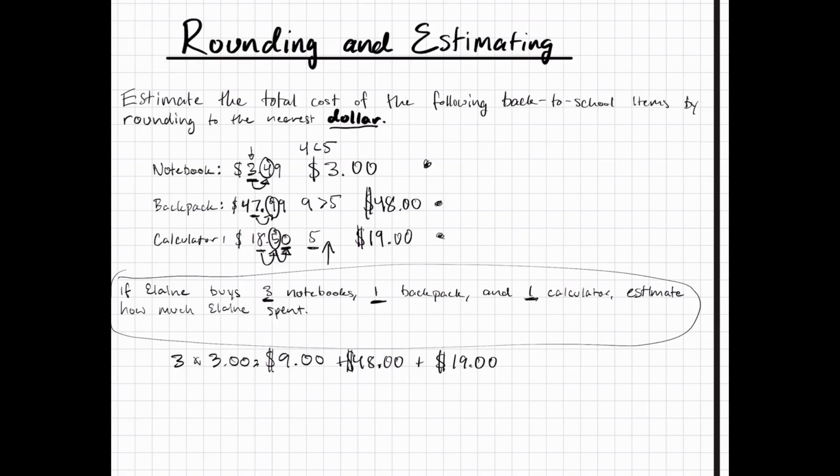So we're going to add all these up. We get 9 plus 48, that's 59. 59 plus 19 gives us 78. So we're going to get a total of $78 spent, and that's an estimation. The real value is different because the notebook doesn't cost $3, it costs $3.49. The backpack doesn't cost $48, it costs $47.99. Right, so we're a little bit off, but if somebody asks you how much did you spend on school supplies this year, they're not going to be looking for the closest exact value. What they're really looking for is about how much did you spend, right? Well, I spent about $78, okay? Or Elaine spent about $78. Okay, so this is an introduction to rounding and estimating.